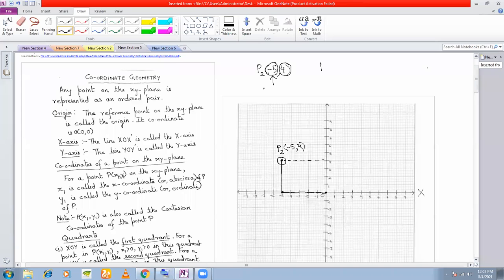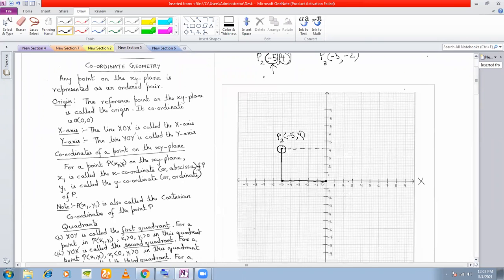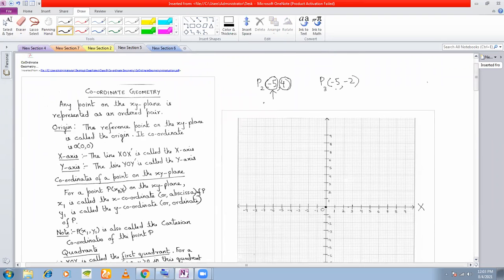Now let us say I want to plot the point P3, (-5, -2). How will I plot? Sir, we have to first go to -5 and then down -2. Yes. Always start from the origin. First look at the x coordinate. The x coordinate is negative, so you have to move in the negative direction. From 0, you start moving in the negative direction, reach -5, and you stop here.